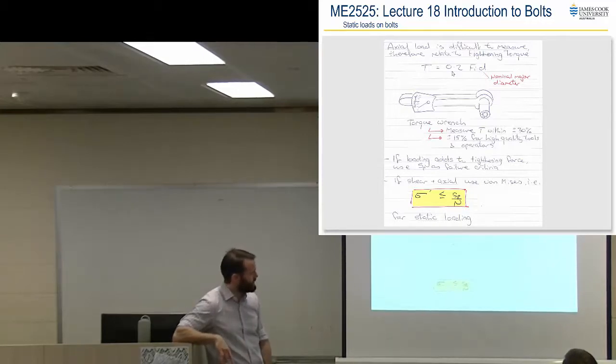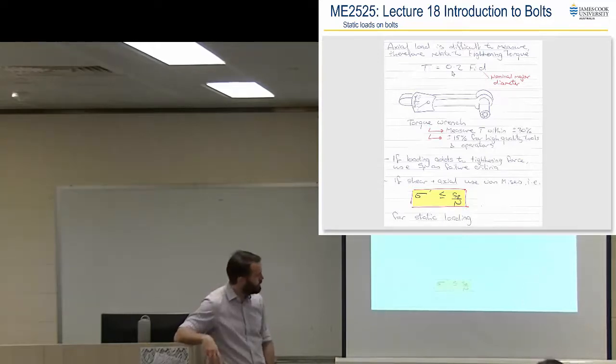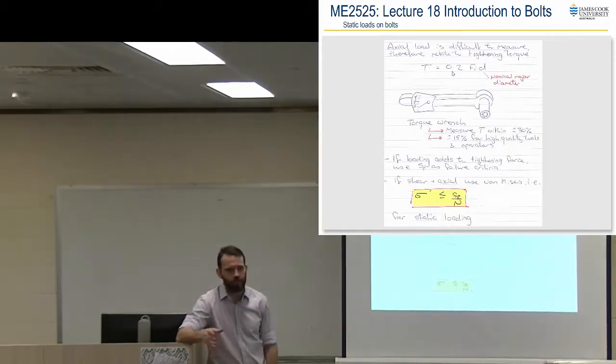But it's approximately: the amount of torque you want is 0.2 times the initial tension that you want times the nominal diameter of the bolt. T = 0.2 F_i d. And that's a very coarse torque to axial force type equation. You can derive it yourself if you want. So that's the torque that you would specify that someone use on their torque wrench. Has everyone seen a torque wrench? Has anyone not ever heard of a torque wrench before?